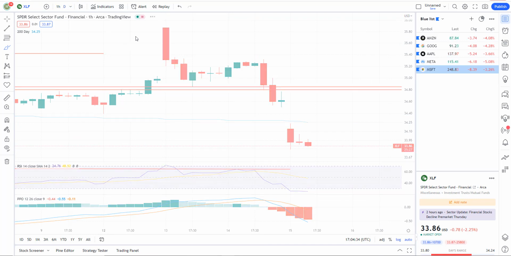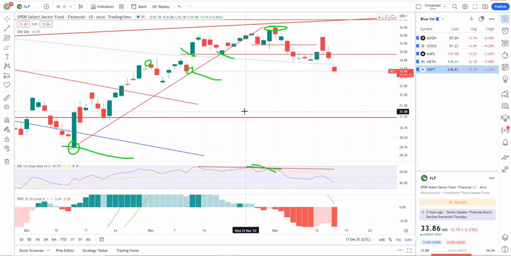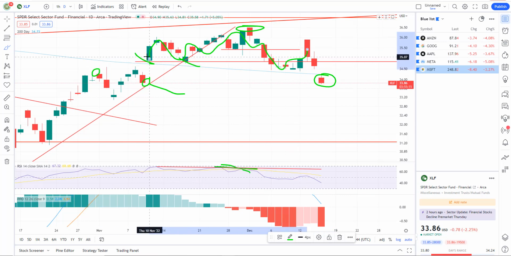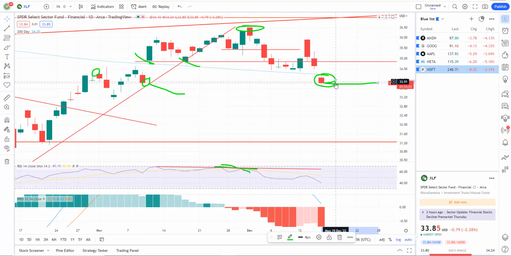XLF on the daily chart, this is kind of interesting. Look at that. Boom, gapping down back below the 200-day moving average on XLF. So you can see we gapped above it, traded up here for months basically, and then gapping down today back below the 200. That's pretty bearish to see. So that to me looks like a sell signal all in itself on XLF.